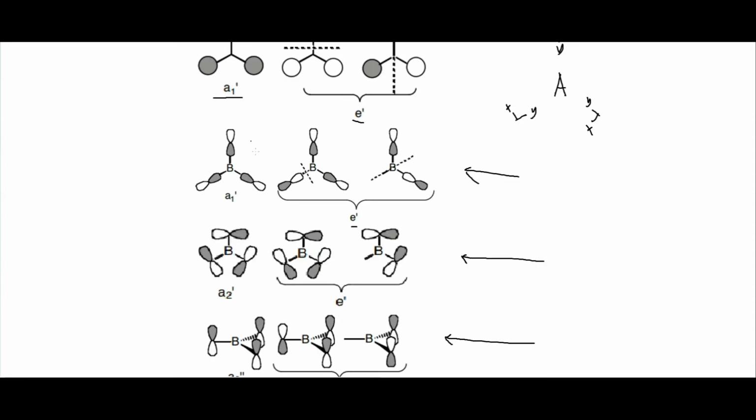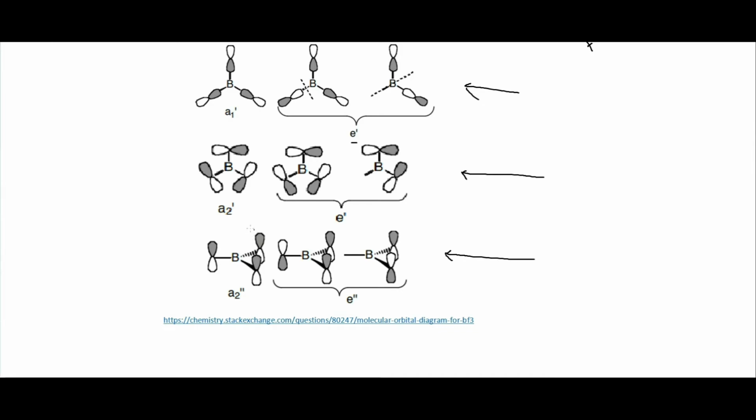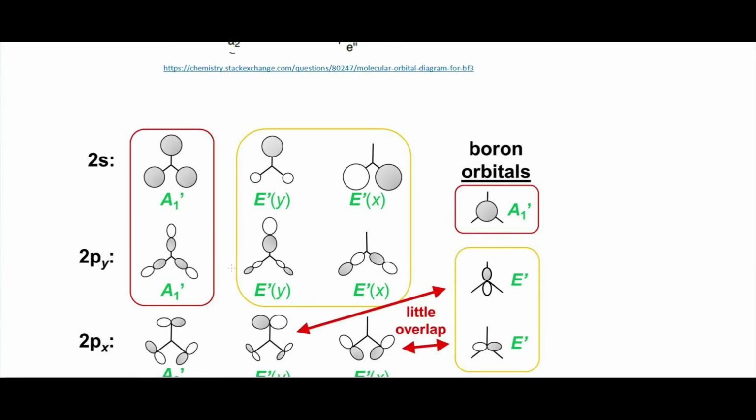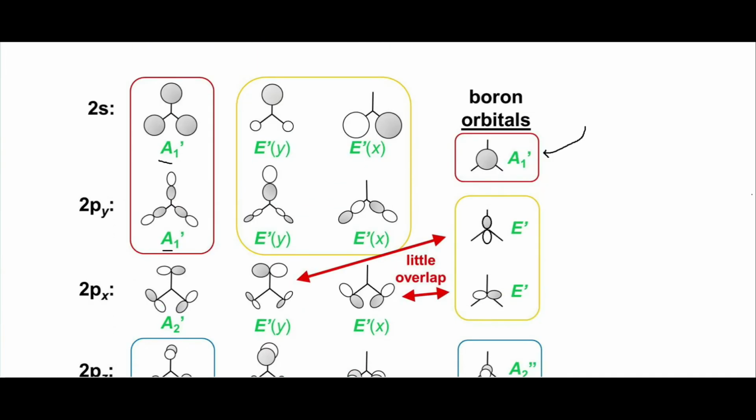But we see the A1 prime and the E prime are sort of our main orbitals here. The E2 prime and E2 double prime only have some slightly bonding character here, and so we can actually look at these. So we have our A1 prime here for the 2s and the 2py, and those group orbitals will form molecular orbitals with this A1 prime on our boron orbital, so our central atom orbitals there.